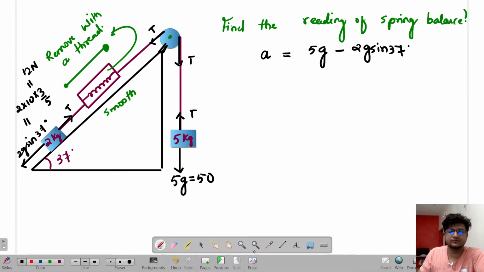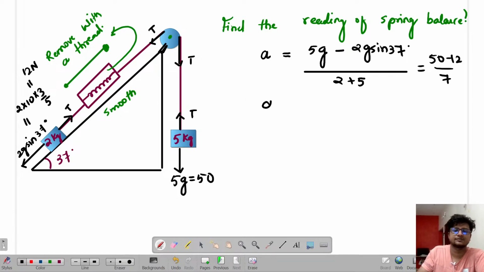Divided by, with these forces, how many masses are moving? How many masses? 2 kg and 5 kg. So 2 plus 5. Is that clear or not? So 50 minus 12 by 7. How much is this? 38 by 7.